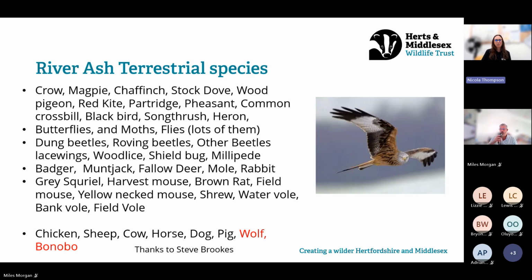And it also picked up some things like horse and sheep and cow, which are likely to be in the air, dog and pig, but then wolf and bonobo. So we're not quite sure where the bonobo lives. It's possible someone has one, or it's come from the zoo, or it could just be a misidentification. But also wolf, we think, is probably some ancient dog DNA, most likely.